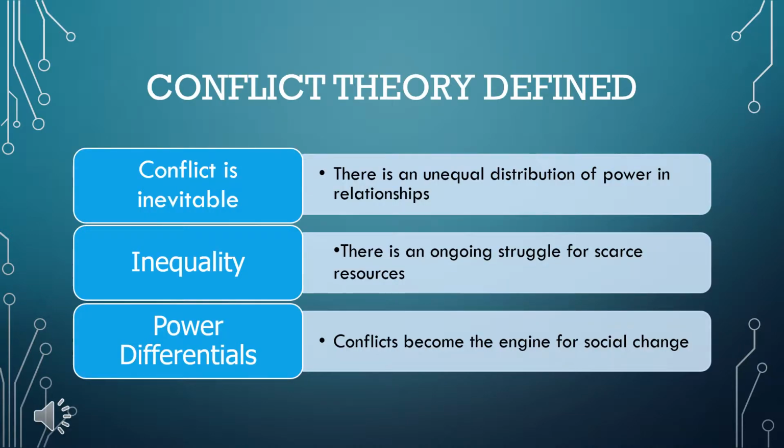Conflict theory posits that conflict is inevitable. There is an unequal distribution of power in relationships. There is an ongoing struggle for scarce resources. There are also power differentials. Conflict becomes the engine for social change.